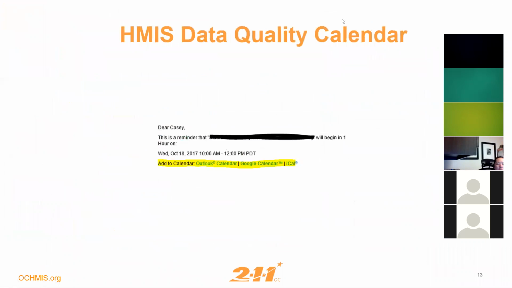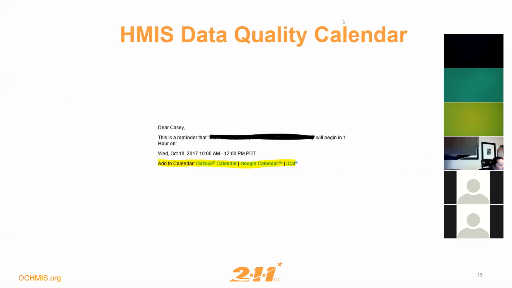So I think at the last user meeting, we talked about the possibility of setting up an HMIS data quality calendar. We're looking into how to create a calendar like this that we can post on our website, and this screenshot is an example of what we generally see when we sign up for webinars, and the highlighted part says you can add it to your Outlook or Google Calendar.